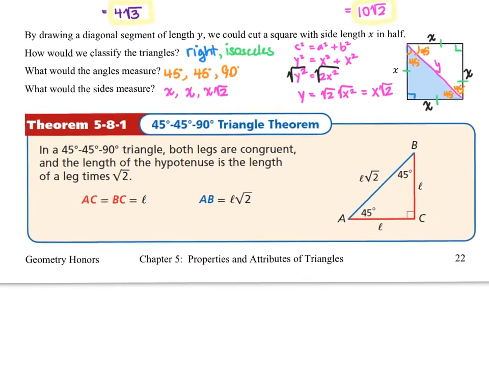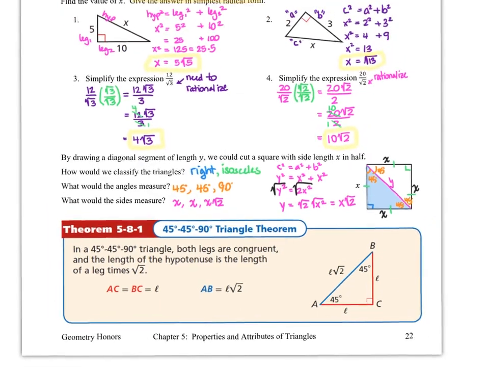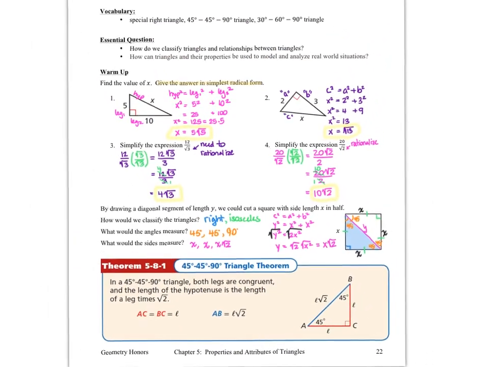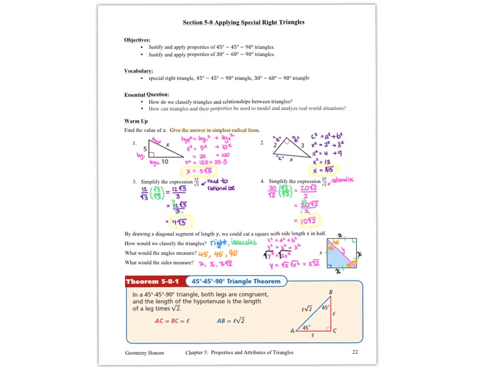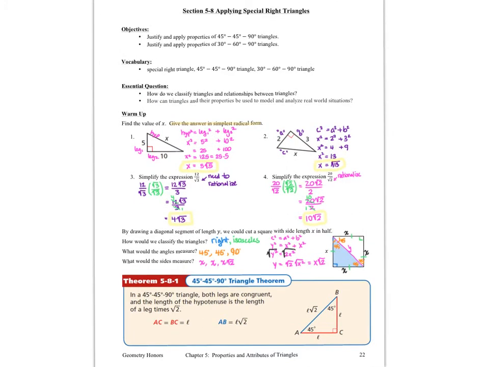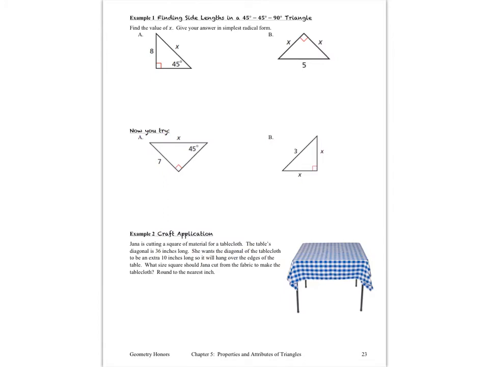Because this relationship is consistent, and because this is from cutting a square in half, we're going to call that 45, 45, 90-degree triangle a special triangle. In example 1 on the next page, we're going to practice finding missing side lengths on the 45-degree, 45-degree, 90-degree triangle. Example 1 says find the value of x and give your answer in simplest radical form.